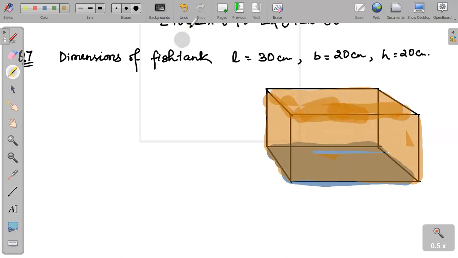ओके देखो अभी यहाँ पर हो क्या रहा है. अगर मैं इसको 3/4 फिल करता हूँ तो पानी कहाँ तक आएगा? Up to the height of 3/4, right? If I fill it, it is going to have water till 3/4 of it.